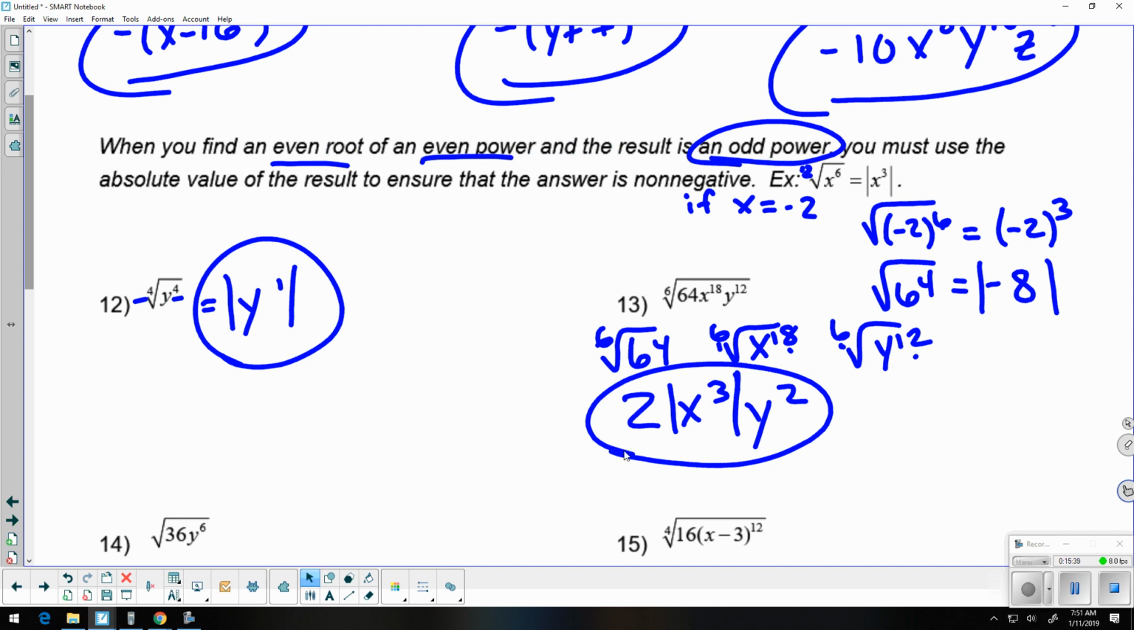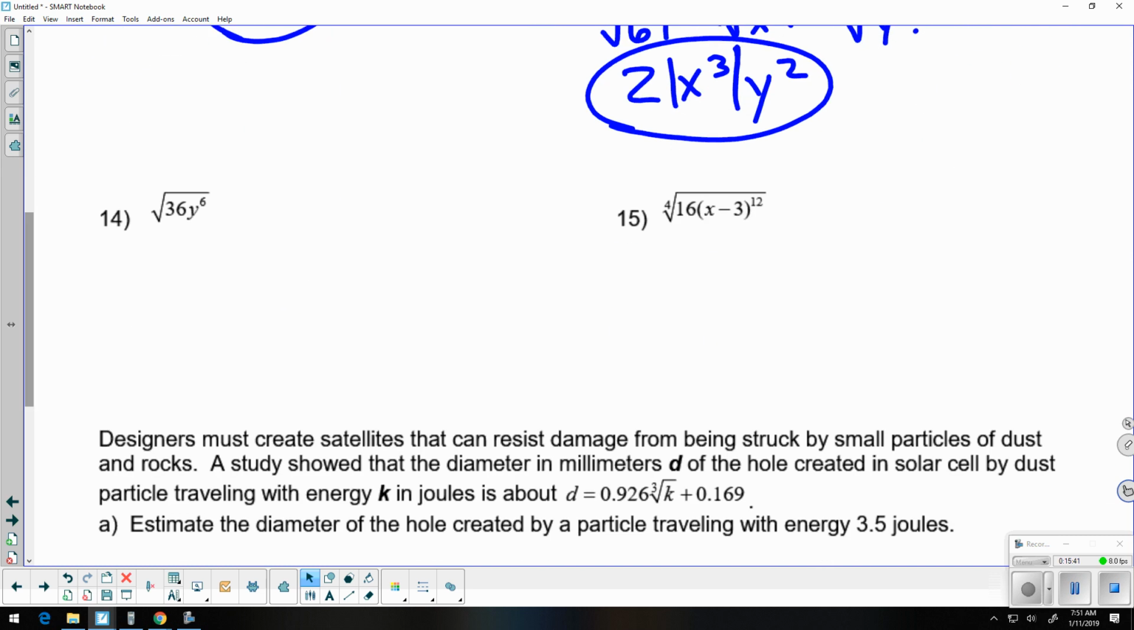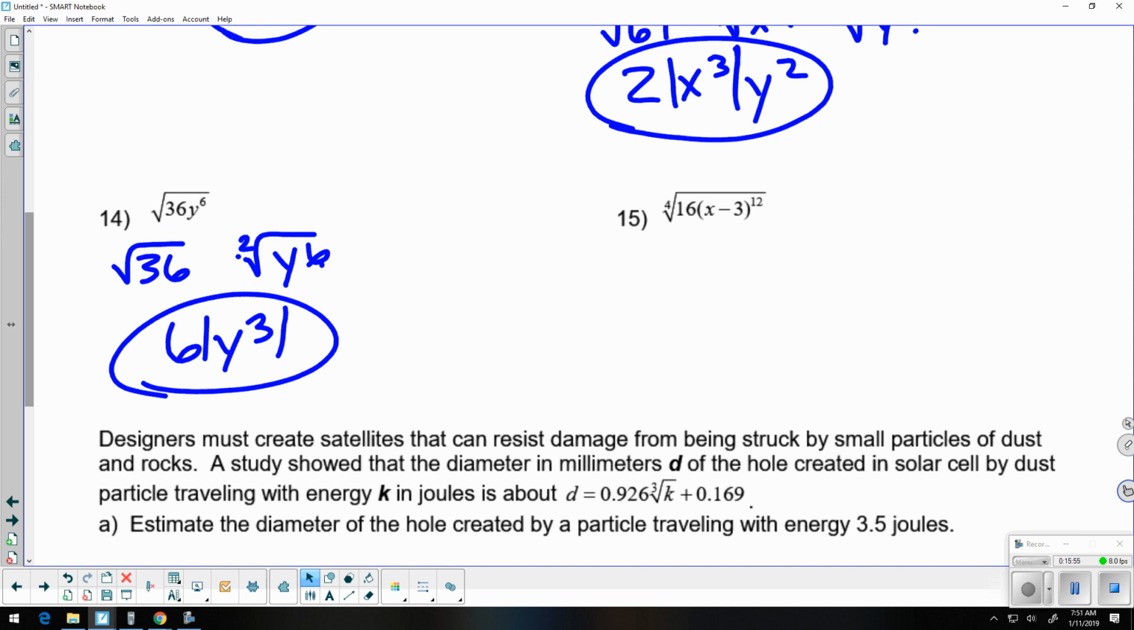All right. For the next one, square root. So we got square root of 36, square root of y to the 6. So square root of 36 is 6. Y would be cubed. Again, technically even, square root. So even came out odd. Absolute value goes around y cubed.